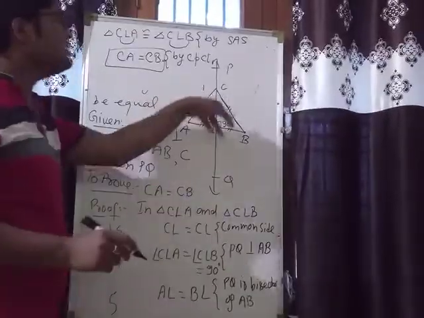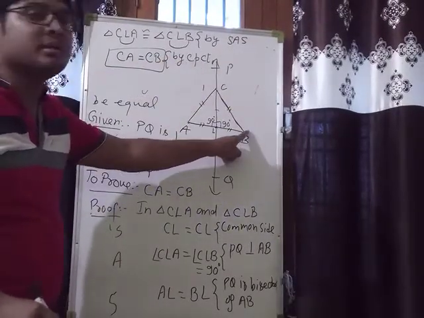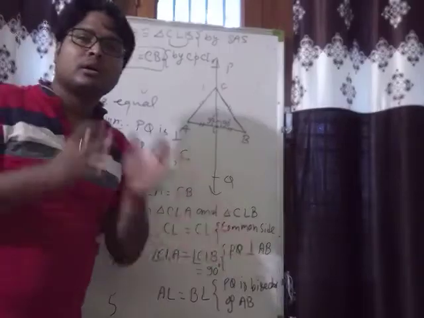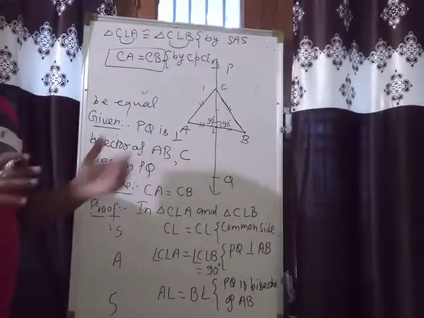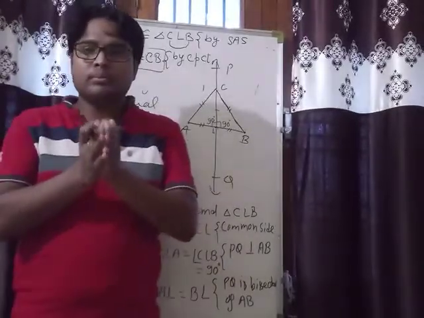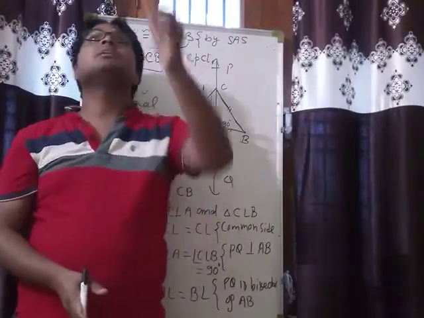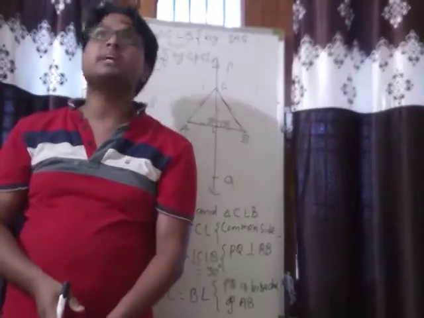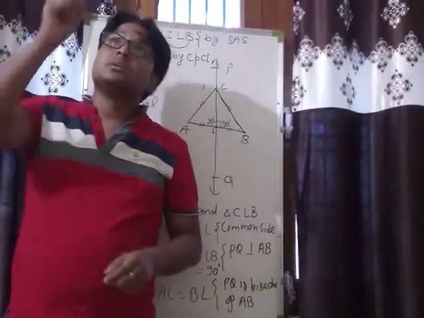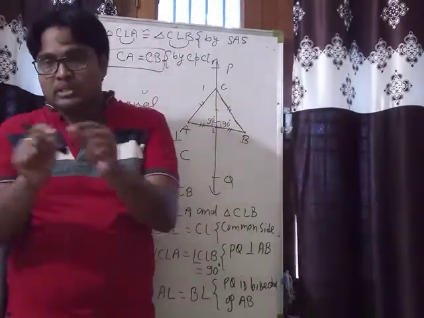So CA equal to CB means the distance of this point C from the end points of AB are equal, and C lies on PQ, and PQ is what? Perpendicular bisector of line segment AB. So from here we proved that if a line segment is given, and its perpendicular bisector is given, then on the perpendicular bisector, if we take any point, there are infinitely many points on the perpendicular bisector of any line segment, that point must be at equal distance from the end points of that line segment.